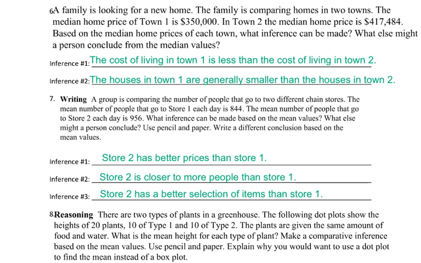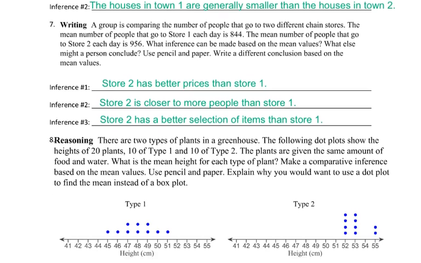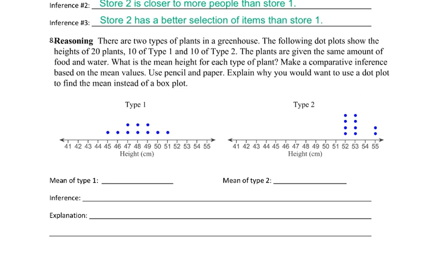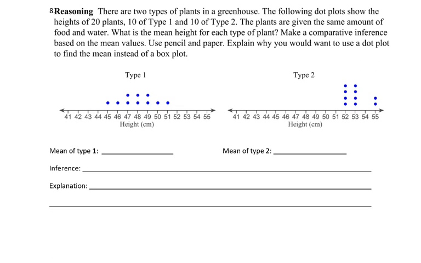And we are now on number 8. And this is the last one we're going to have in our notes here. So number 8. There are 2 types of plants in a greenhouse. The following dot plots show the heights of 20 plants, 10 of type 1 and 10 of type 2. The plants are given the same amount of food and water. What is the mean height for each type of plant? Make a comparative inference based on the mean values. Explain why you would want to use a dot plot to find the mean instead of a box plot.